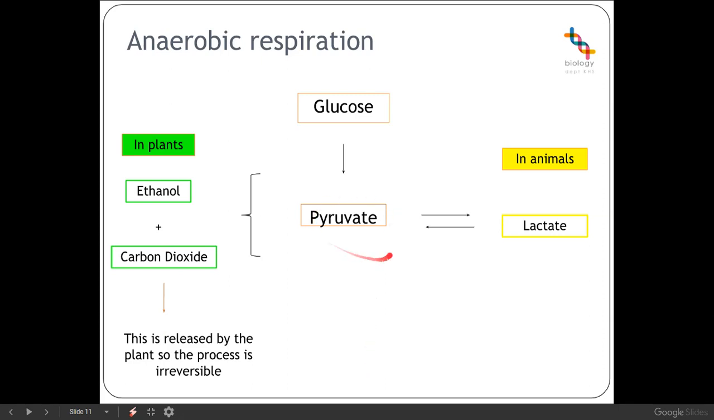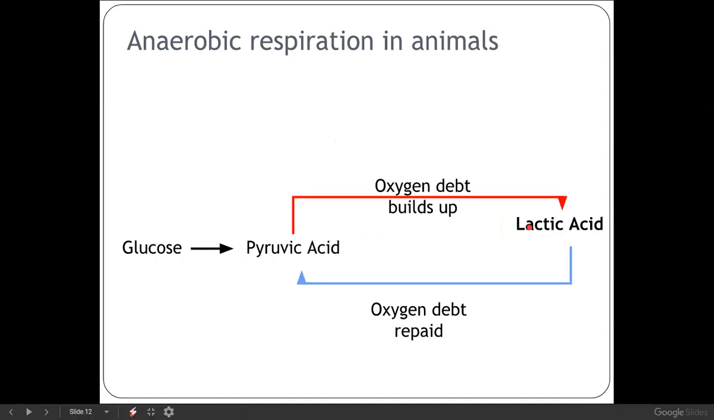In animals, however, things are a little bit different. Our pyruvate molecules are converted into lactate, and this reaction is actually reversible. So when we have glucose being converted to pyruvate, and then as an oxygen debt builds up, this forms lactic acid. However, if we get oxygen back into the cells, they can convert this lactic acid back into pyruvate, and that pyruvate can carry on through the normal respiration pathway.